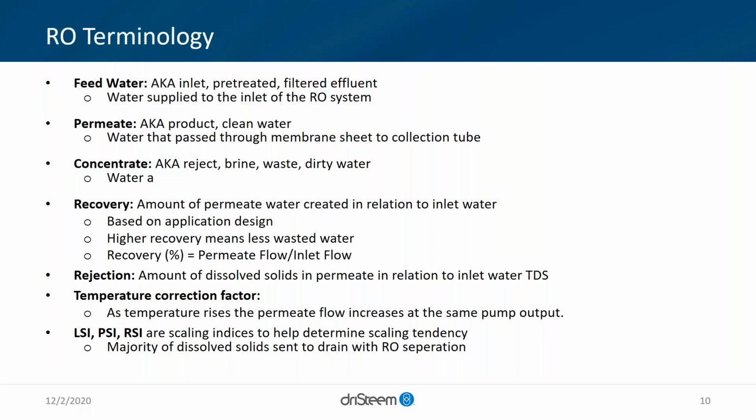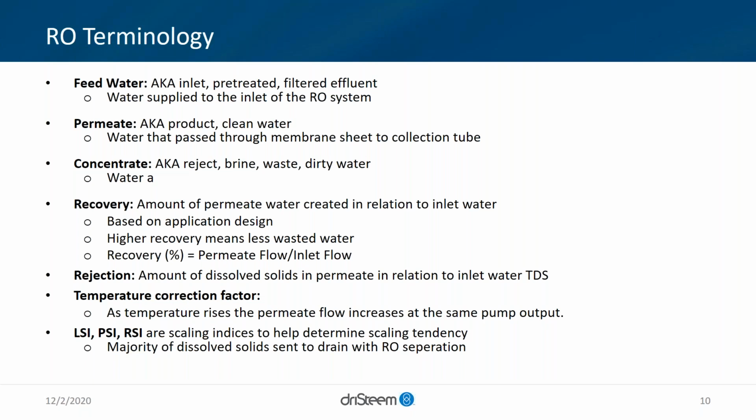The next two lines relate to what's leaving the RO system after it's done its thing, gone through the membrane. The first one is permeate. I've heard it called product water. I've heard it called clean water, as we're really using this on water technologies. And then the concentrate. The names you might hear out there are a reject or a brine or wastewater, dirty water, really something that is high in TDS, and it collects that on that side of it.